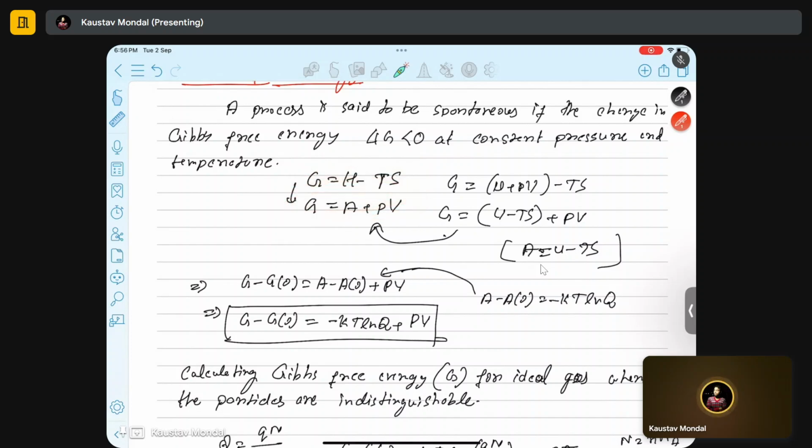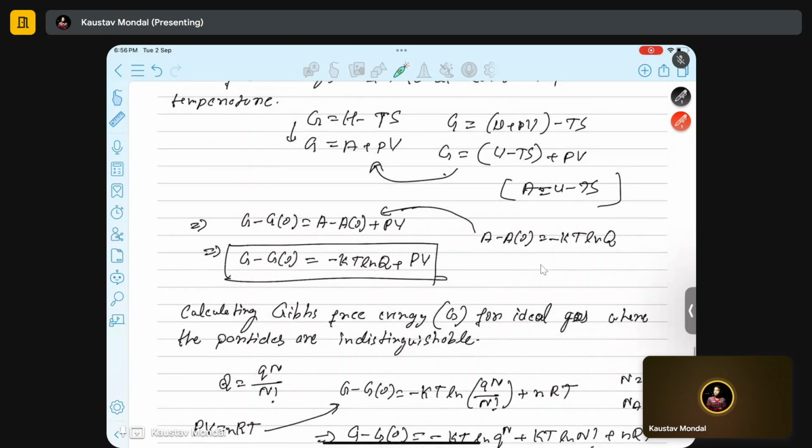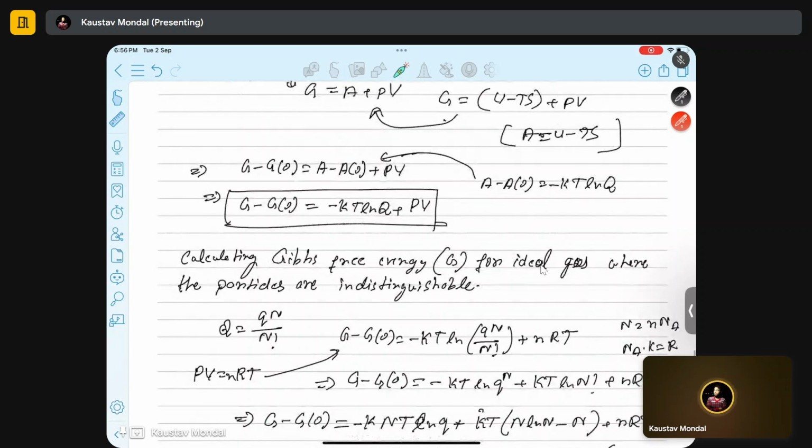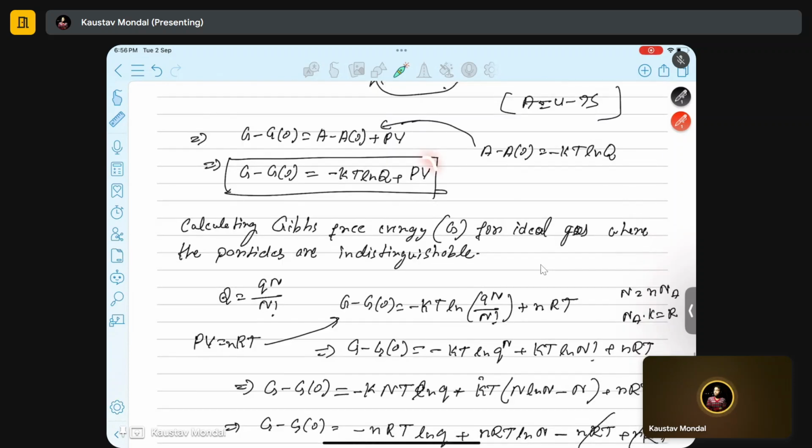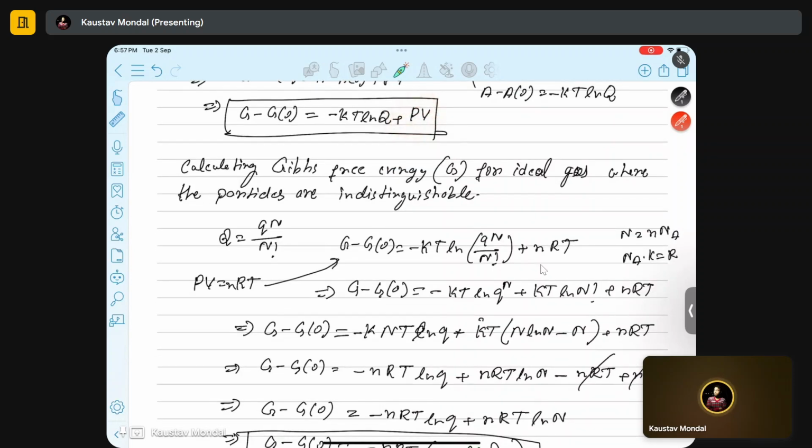And after that we know the expression of A and P. P is not required right now because we are calculating for the case of an ideal gas, so we simply use the equation of state for an ideal gas, which is PV equal to RT. So that's why I keep the PV term as it is. So G minus G0 equal to A minus A0, and A minus A0 we already know, minus KT ln Q. Q is the canonical partition function here, and the PV term is retained here also. Next, you substitute the capital Q into the expression of the Gibbs free energy.